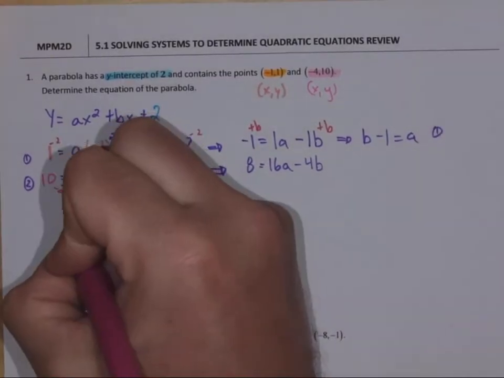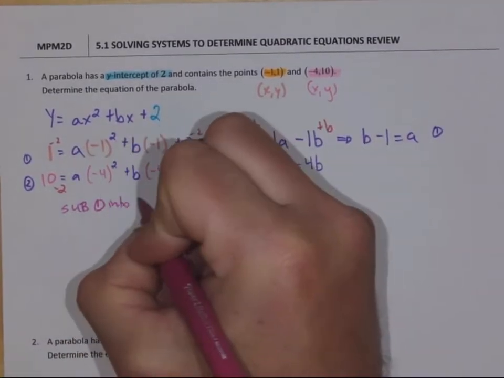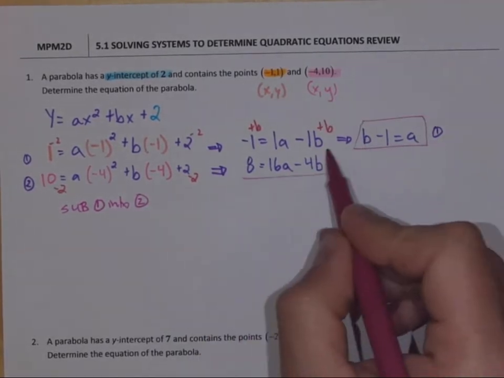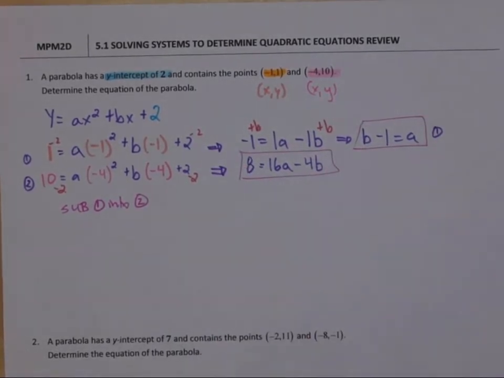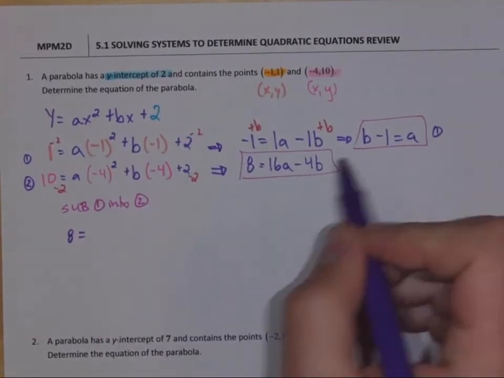So remember substitution, I'm going to sub my rearranged equation 1 into my simplified equation 2. So I'm going to take all of that, I'm going to sub it in there. Everywhere I see a, I'm going to put b minus 1.